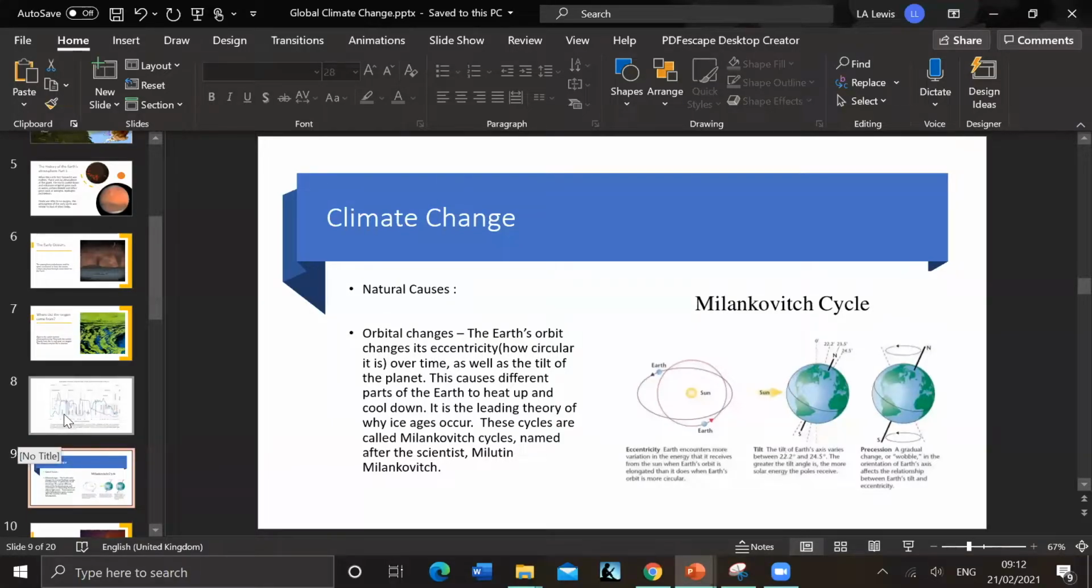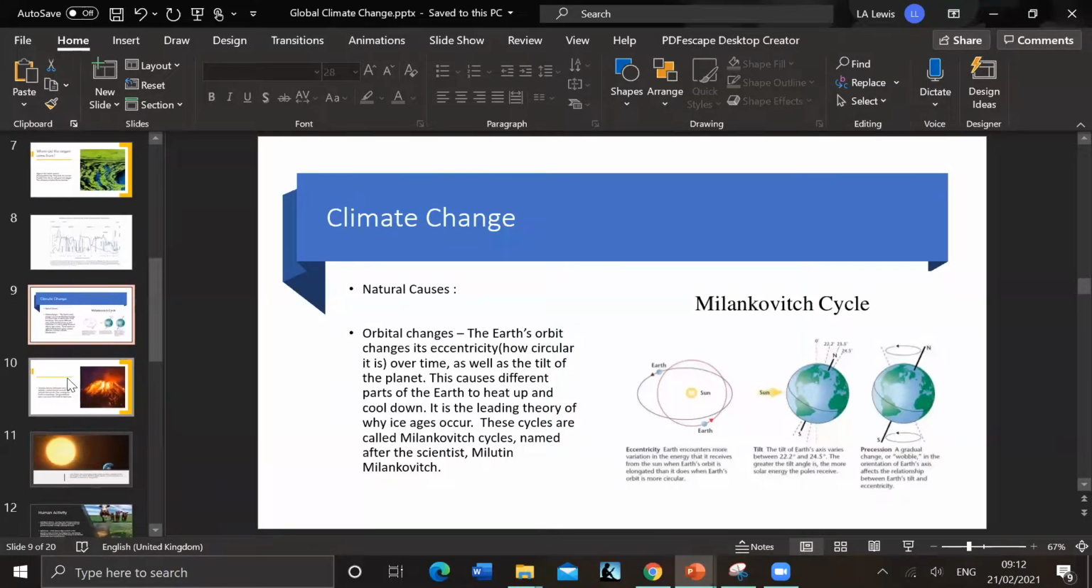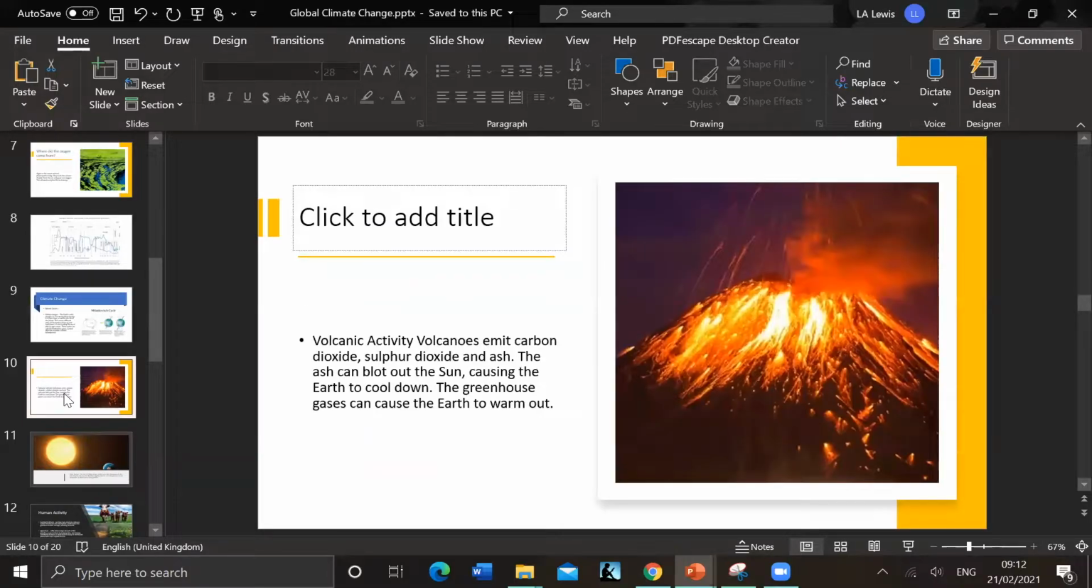They're called Milankovitch cycles after the scientist who explained them, Milankovitch, and they're very interesting, so it's good to do your own research on that. Some of my master's degree science was to do with Milankovitch cycles. It's very interesting. A whole field of science has been based on it. Okay, so what else can change?